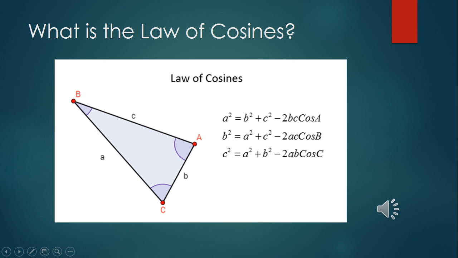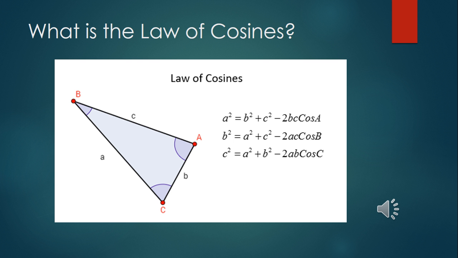Alright, so what is the law of cosines? What is the main thing we're dealing with here? So law of cosines basically says if you have a triangle with sides A, B, and C, and you know two of the sides and the one angle in between, then you have enough information to figure out that missing side.